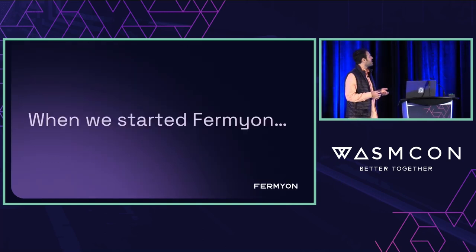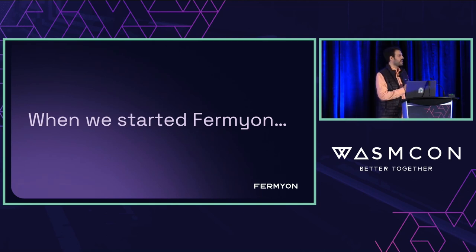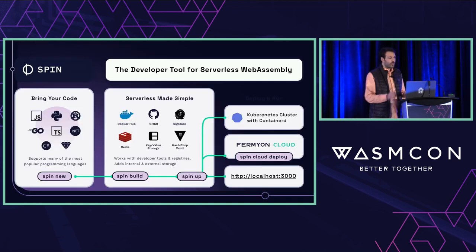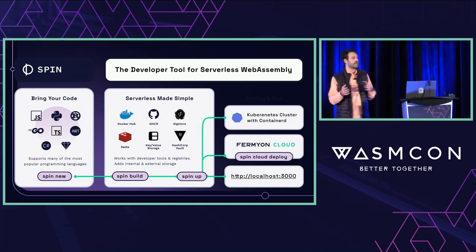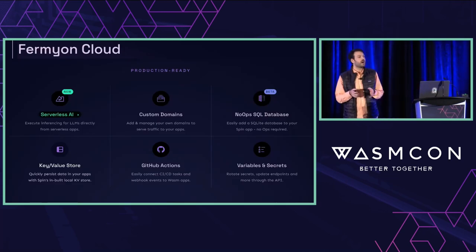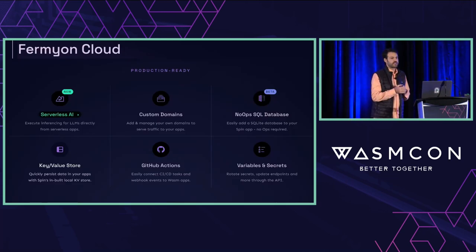When we started Fermyon, our goal was to build a new kind of computing platform to be the ideal foundation for this new wave of full stack serverless applications. And very early on, even before Fermyon existed, we picked WebAssembly as the underlying runtime profile. And in the process, we built Spin, which is the open source developer tool for serverless WebAssembly integrated into the cloud native ecosystem. And we built Fermyon Cloud to run this kind of serverless applications.